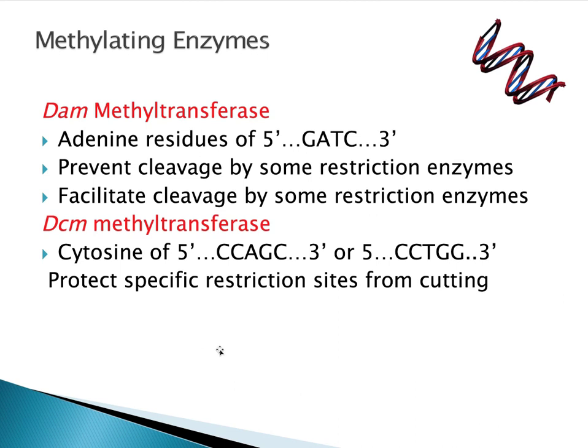And the last enzyme is the methylating enzyme. The one we usually use is the methyltransferase. Practically, it methylates the adenine residues. We talked about that from the bacterial system. If you methylate your DNA, it's going to prevent the cleavage by some restriction enzymes. The other one, if you want to methylate cytosine, is the Dcm methyltransferase. This is again a bacterial enzyme, and it can methylate the cytosine at certain sequences.